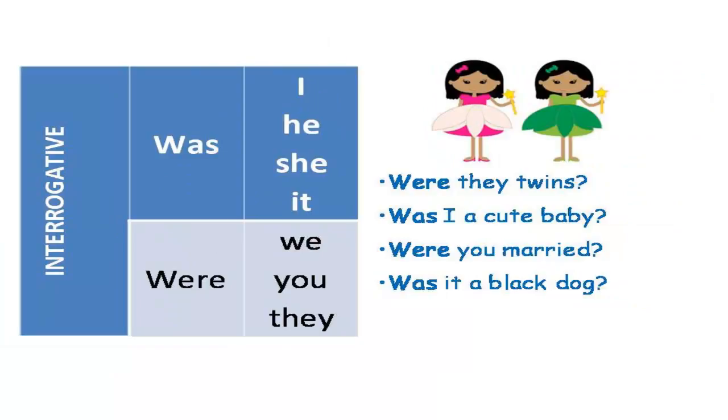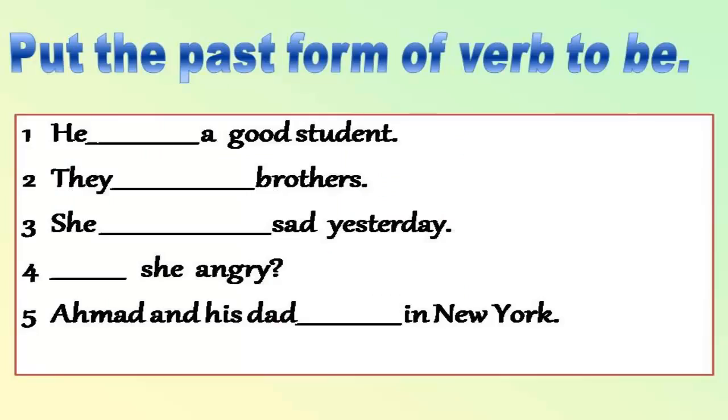Now the interrogative form of verb to be in the past is to put was or were in the beginning, then the subject, then the complement, and don't forget to put the question mark at the end. Now, put the past form of verb to be in these sentences.